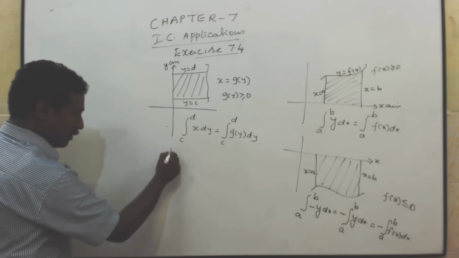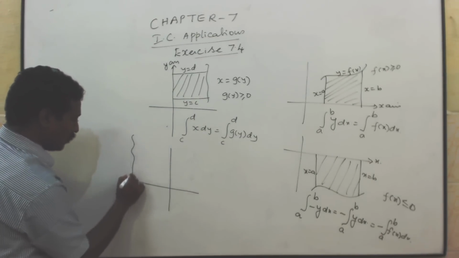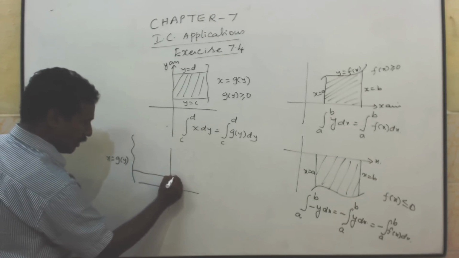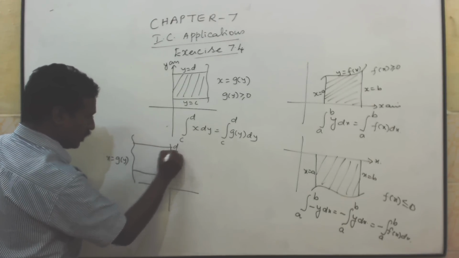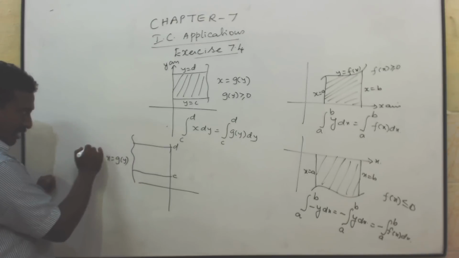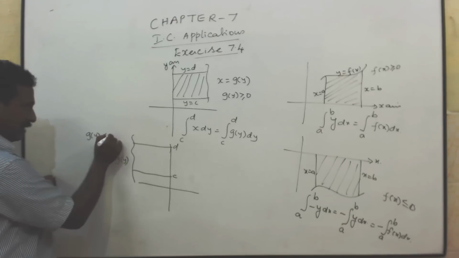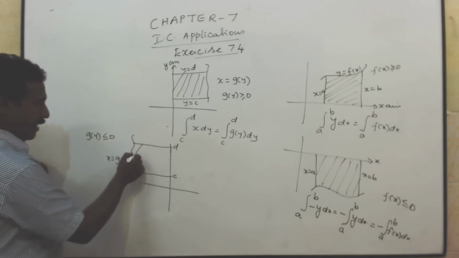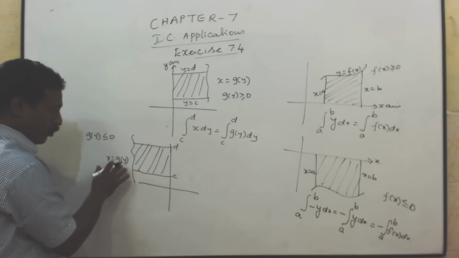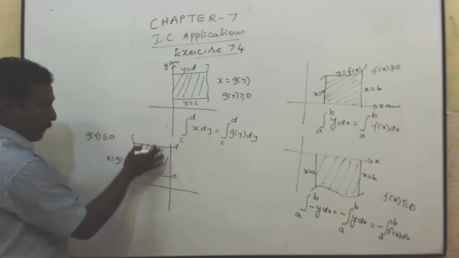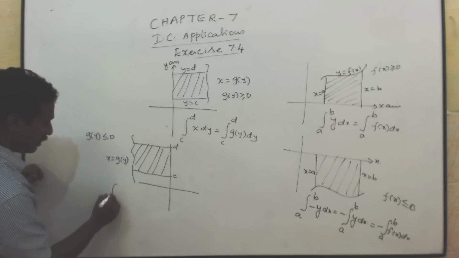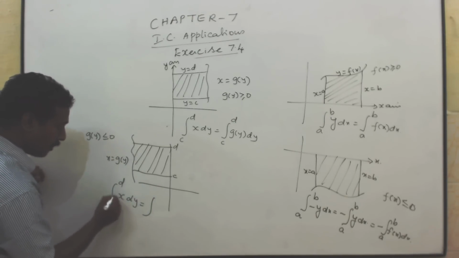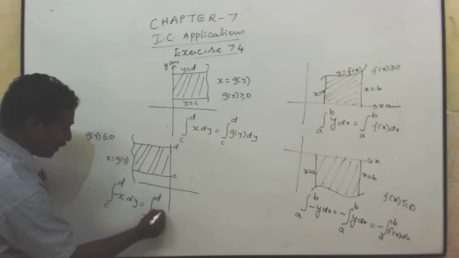Suppose x is equal to g of y like this, the line x is equal to c, x is equal to d. Here g of y is less than or equal to 0, lies in either third quadrant or second quadrant. Area between the curve g of y and y axis between the abscissa c and d is integral c to d minus x dy or c to d minus g of y dy.